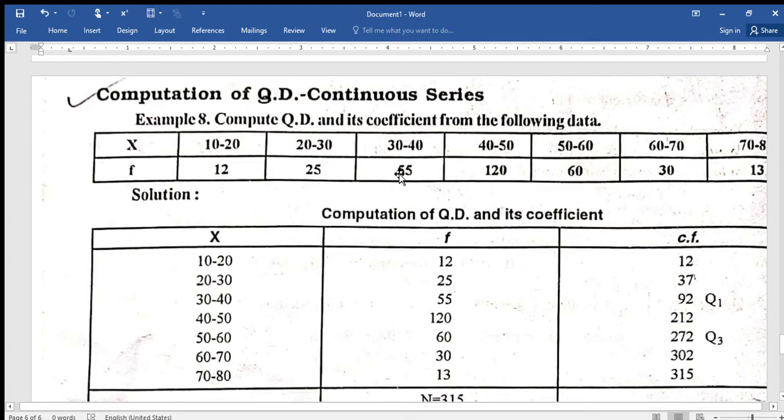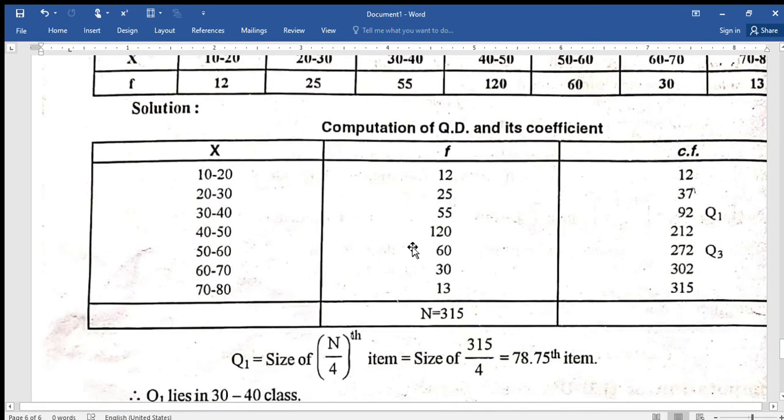So, this is the class limit, 10 to 20. This is the lower limit, this is the upper limit. So these are the class limits. These values are frequencies. Solution: computation of quartile deviation and its coefficient. In the problem, class limits and frequencies are given. We should find the cumulative frequency.